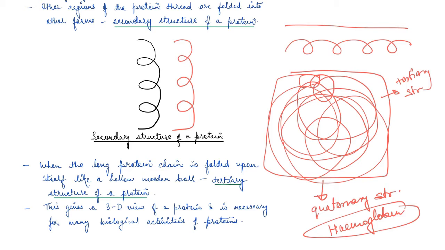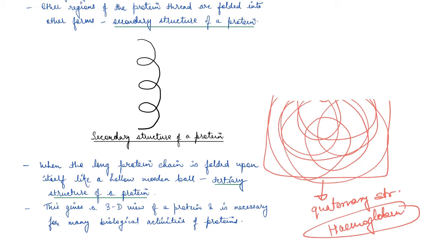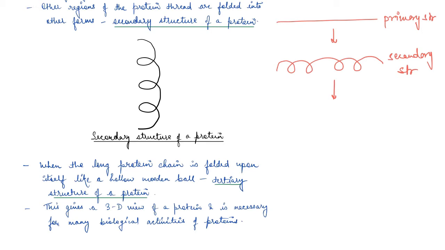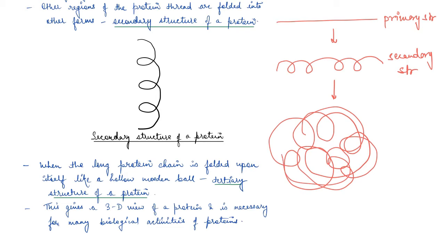So overall, if I have to simplify the structure of protein for you, what would I say? I would just say that there are four different structures depending upon the biological function of the protein. The first one is normal, a string, which is the primary structure. This gets coiled into a right-handed helix, which is the secondary structure. This forms a woolen ball, which is the tertiary structure.